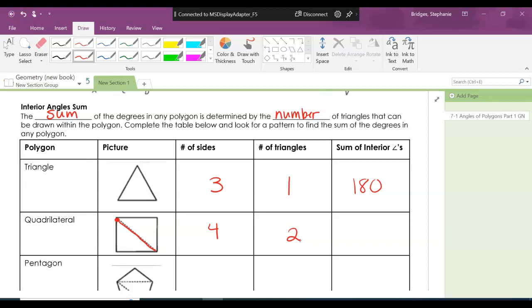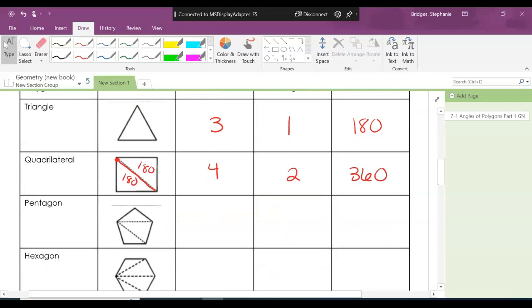Okay, think about this. If each triangle is how many degrees? 180. So each one of these smaller triangles is 180. If there are 2 of them, 180 plus 180 gives me 360. Anybody have any questions so far?